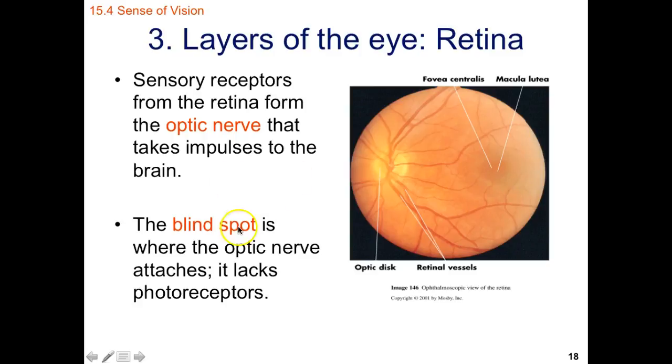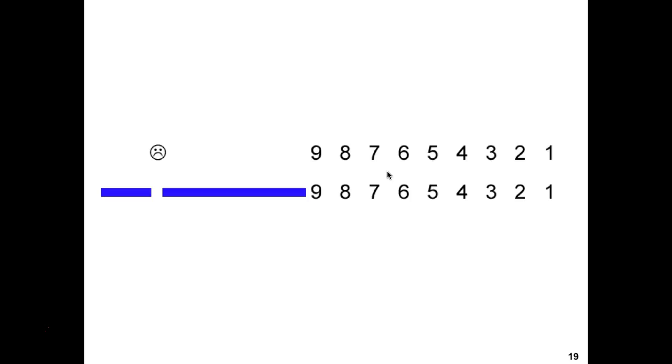Now, this also creates a blind spot for us. And basically it means we don't have any rods or cones in this area. So are we going to be able to see anything? No, we're not. So I had this little activity for you.